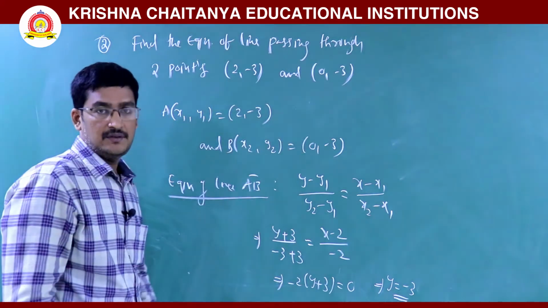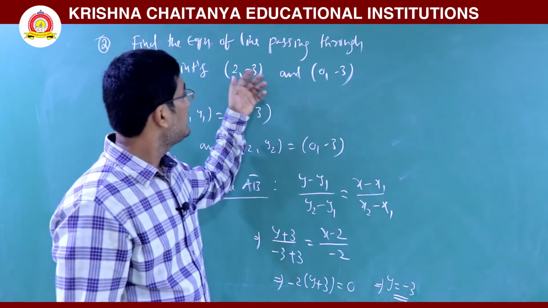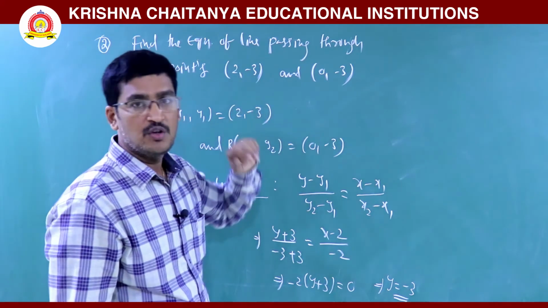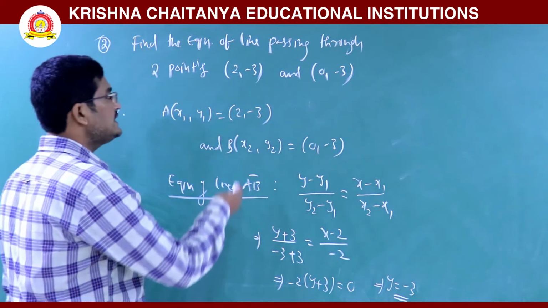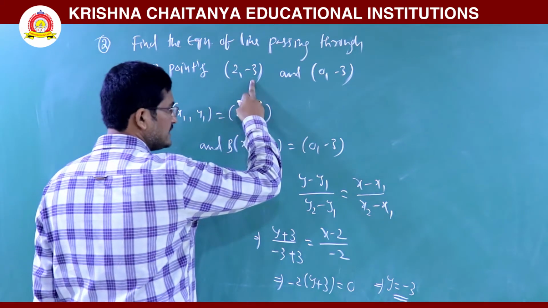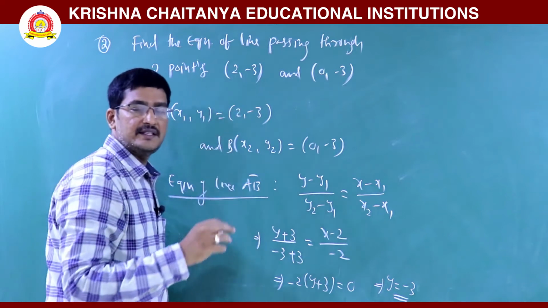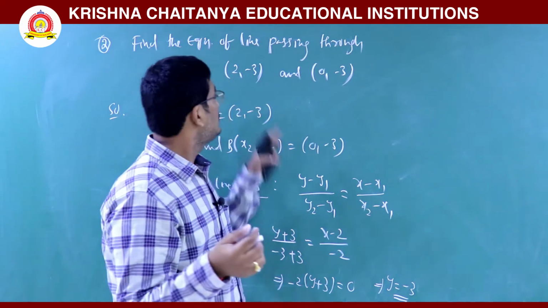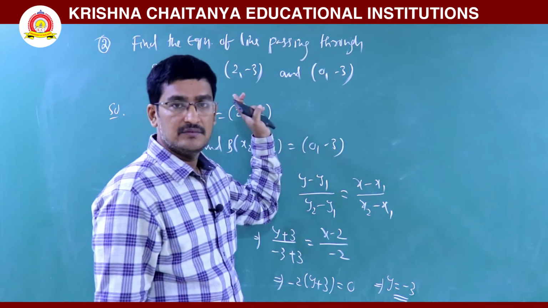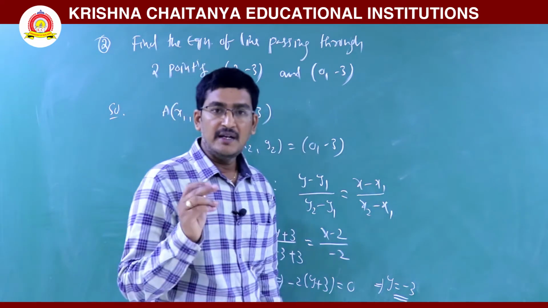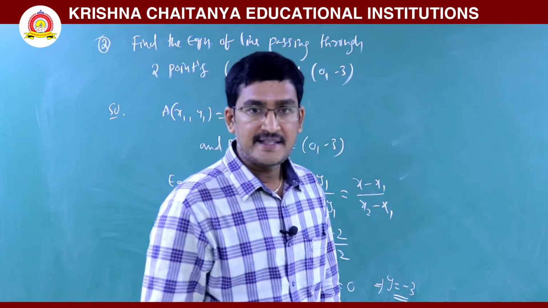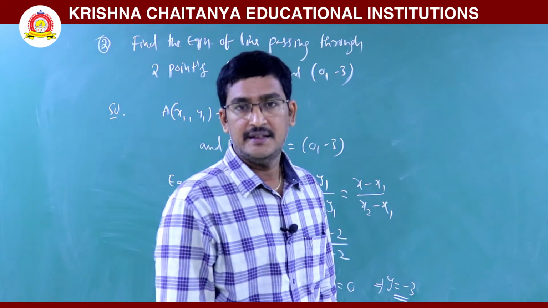We can also observe the straight line passing through these 2 points in one more way. What is the ordinate of this one? Minus 3. Y is equal to minus 3. What is the ordinate of this one? Y is equal to minus 3. So in these 2 ordered pairs, the ordinate is the same, that is y equal to minus 3. Automatically you can say those 2 points lie on the line y equal to minus 3.